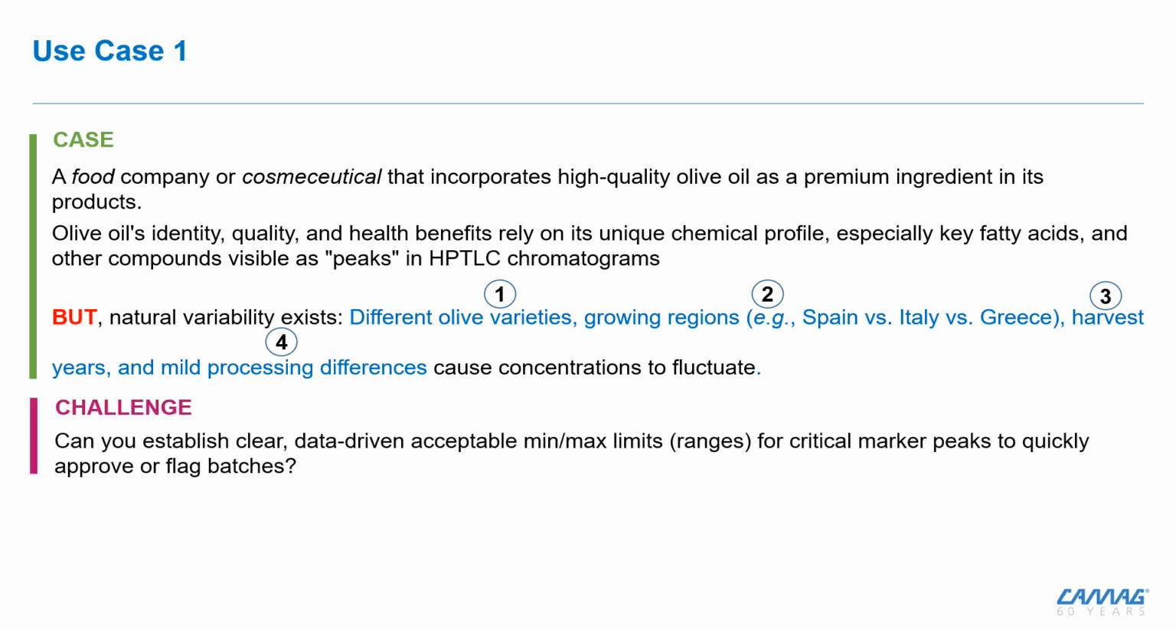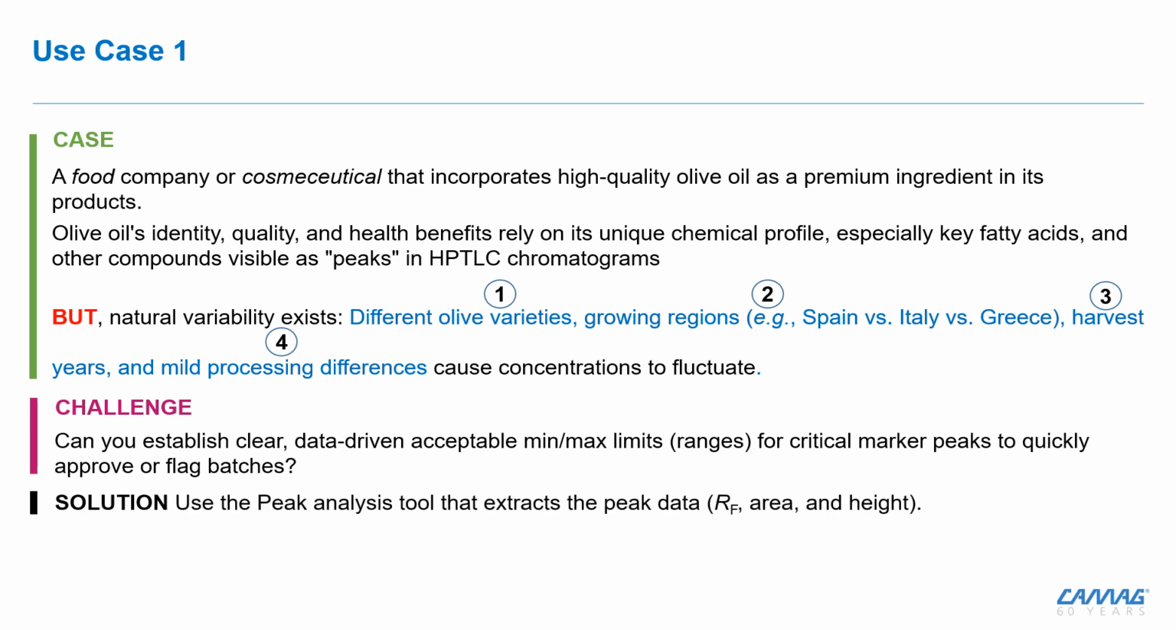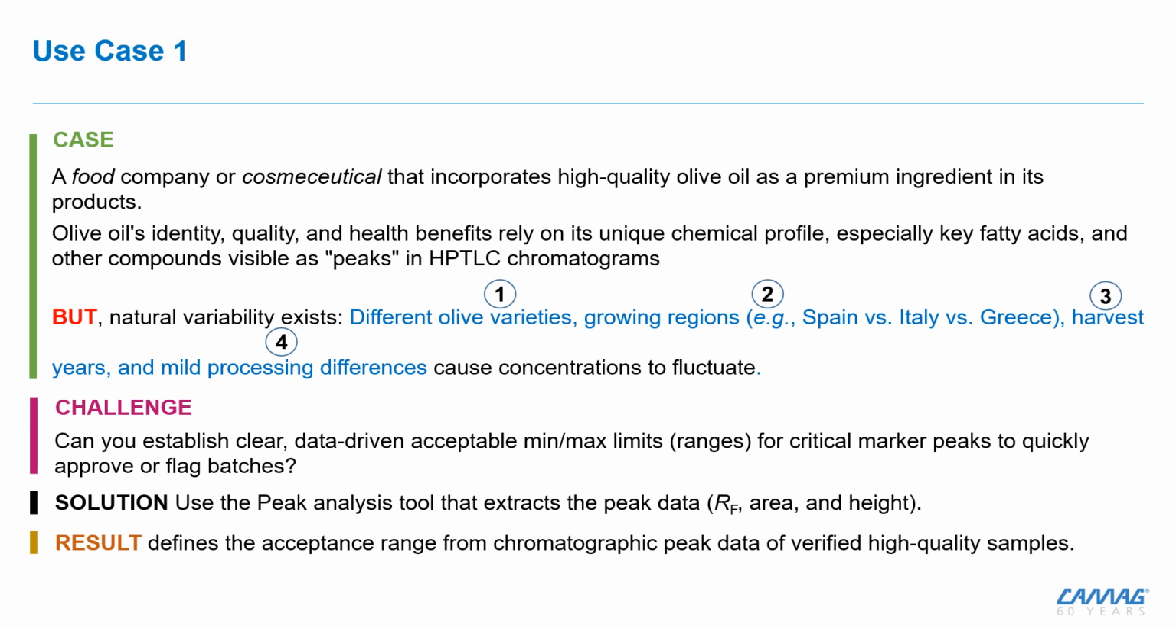The key question or the challenge is, how can we define a clear data-driven acceptance range for these critical marker peaks to approve good batches quickly and flag deviations? The solution in that case is to use the peaks analysis tool in visionCATS that extracts the peak data such as peak area and peak height. This allows defining the acceptance range from the chromatographic peak data of verified high-quality samples, and this will support consistent batch-to-batch evaluation.